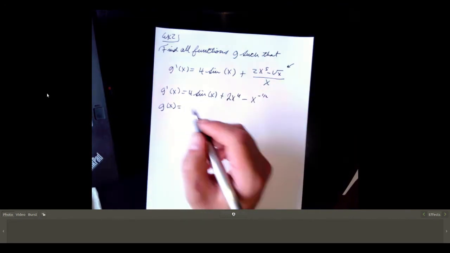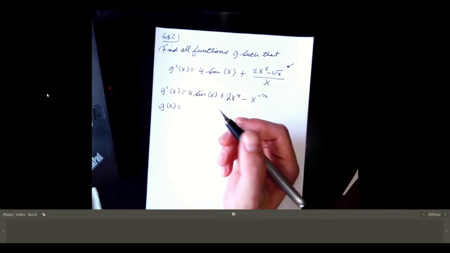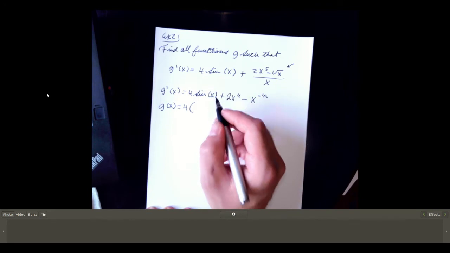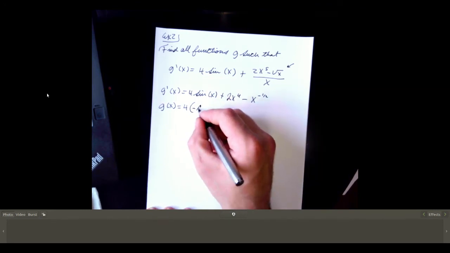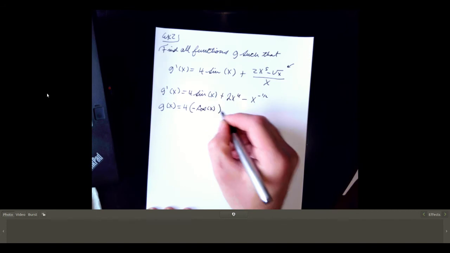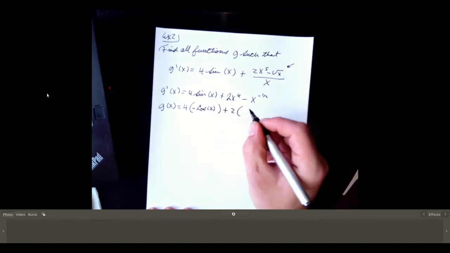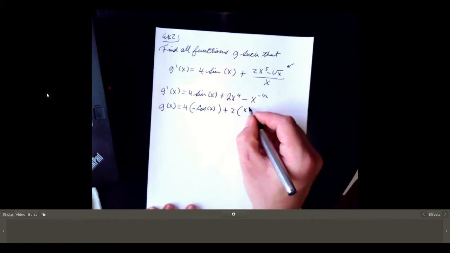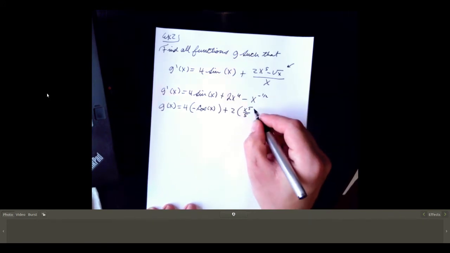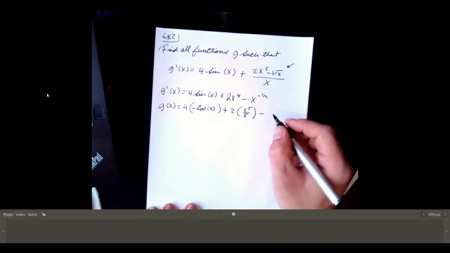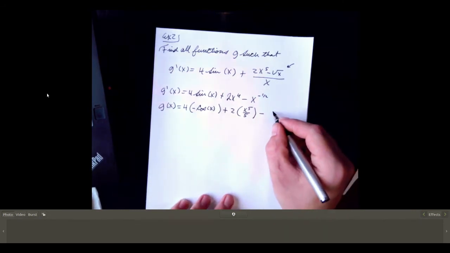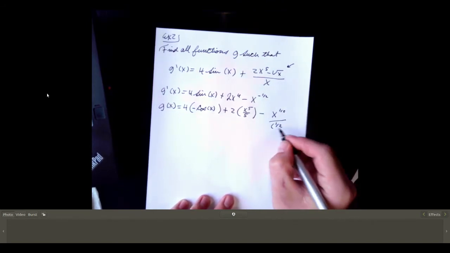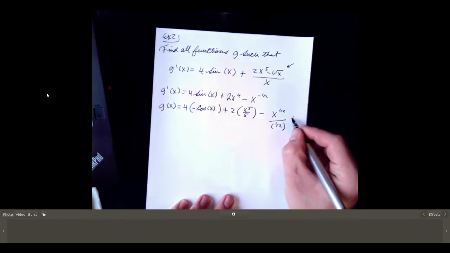Okay. So now we want to come up with some function g that when we take the derivative, we get the thing above. Well, constants we can pull in and out of derivatives. We're going to get 4 times the antiderivative of sine of x, well, a negative cosine of x. And then we're going to add 2 times the antiderivative of x to the fourth, which is x to the fifth divided by 5. And then we're going to subtract x to the 1 half divided by 1 half. And then we get a plus c.